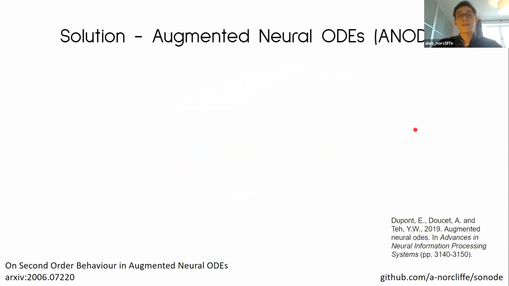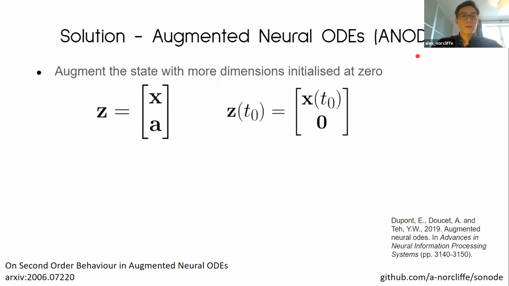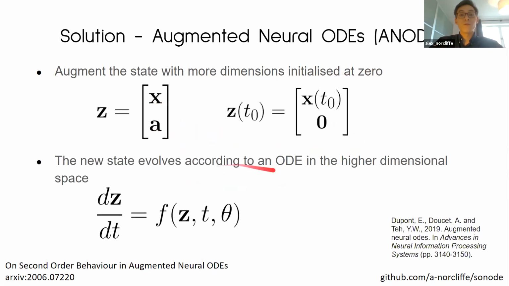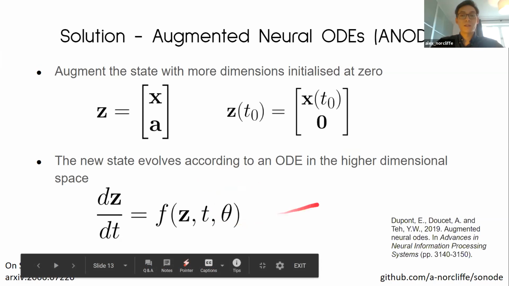But there's a very elegant solution to this, and that's to augment the space. So we get augmented Neural ODEs, or we call them ANODEs. And we augment the space with more dimensions initialized at 0. So we have our vector x, and we give it more dimensions a, and a starts at 0 there. And then we evolve the ODE in that higher dimensional space.